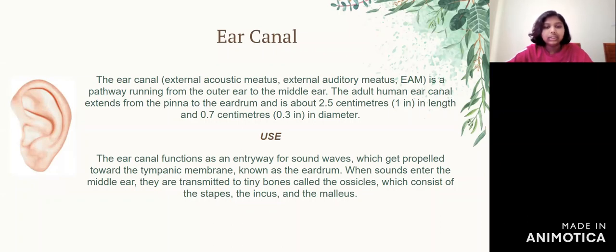The use of ear canal. The ear canal functions as an entryway for the sound waves, which get propelled toward the tympanic membrane known as the eardrum. When sounds enter the middle ear, they are transmitted to tiny bones called the ossicles, which consists of the stapes, the incus, and the malleus.